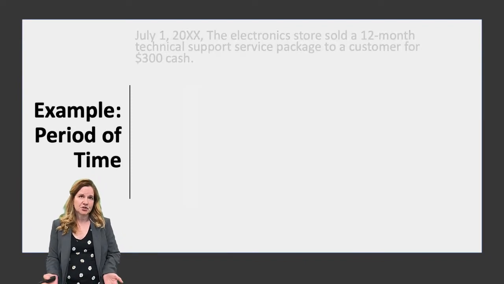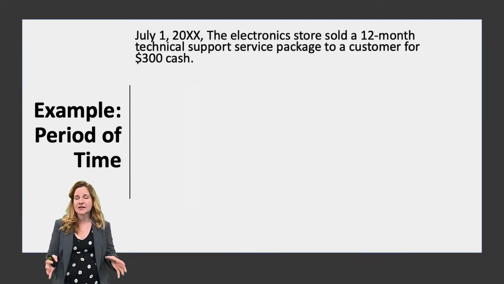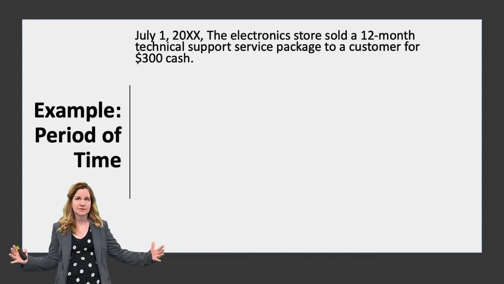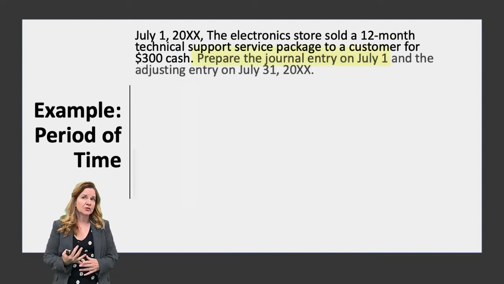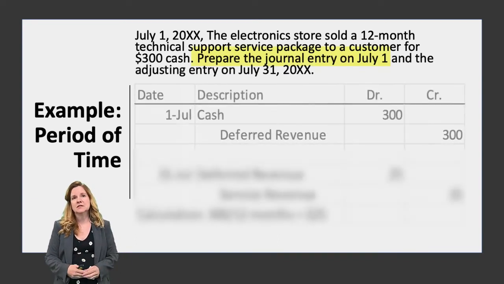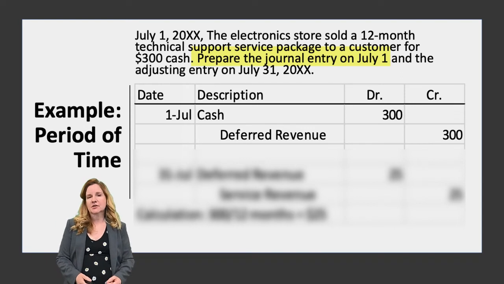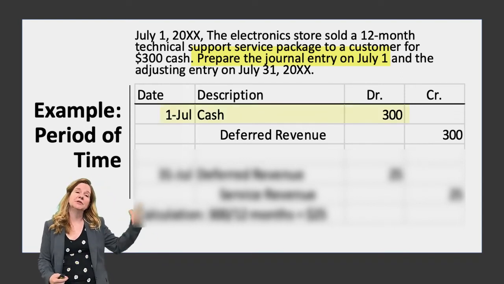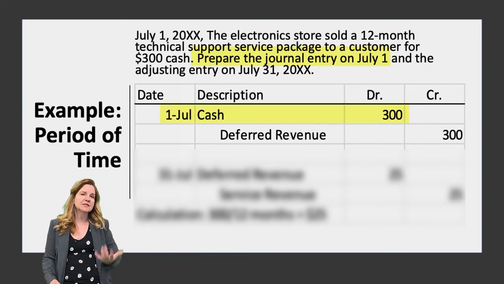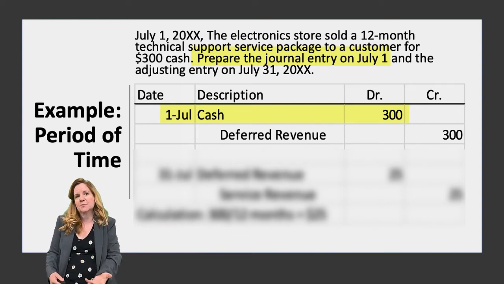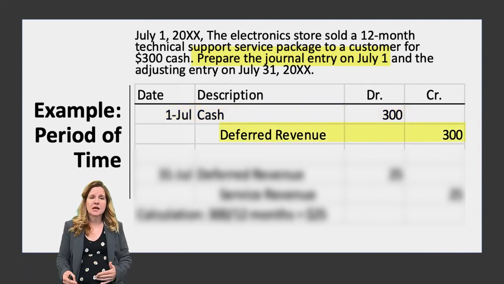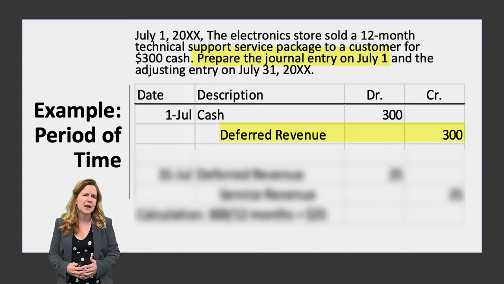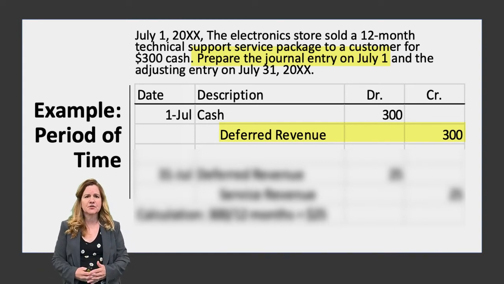So looking at another example, it's July 1st, the electronics store sold a 12-month technical support package. So now we're looking over a period of time, over 12 months, that the customer is going to be consuming this support package. And it's for $300 cash. Prepare the journal entry on July 1st. So once the customer's paying for the technical support, the company, the seller, will be increasing cash with the debit for $300. And because nothing has actually happened, they haven't actually started performing the obligation, then we're going to put it into a liability account called deferred revenue. Now, many times the liability account could be called unearned revenue. You may have heard that before, but really the same thing, just a different name for the same account.